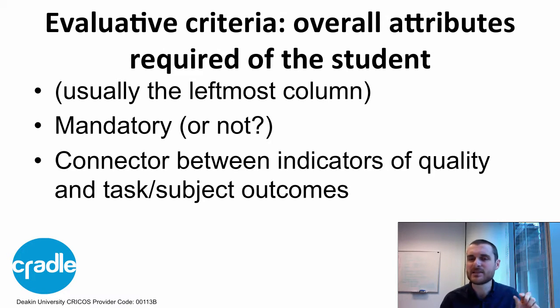These are the connectors between indicators of quality, the stuff in the little boxes that occupy most of the rubric, and the task or subject outcomes. When you put students through a course or a subject and you say at the end of it you're going to be able to do these things, well, these things probably belong in the rubric as those evaluative criteria.